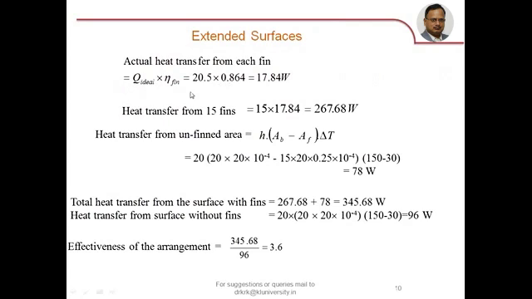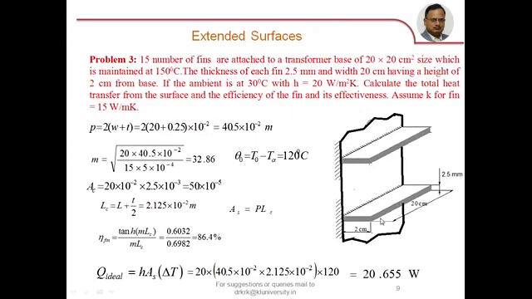Now actual heat transfer is Q ideal into efficiency of the fin, which is equal to 17.84 watts. We have 15 fins altogether. So the total heat transfer from the 15 fins is 15 into 17.84, which is 267.68 watts. In addition to these fins, you have unfinned area left out.